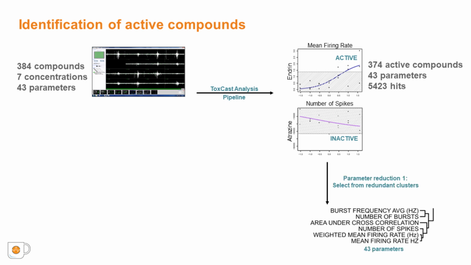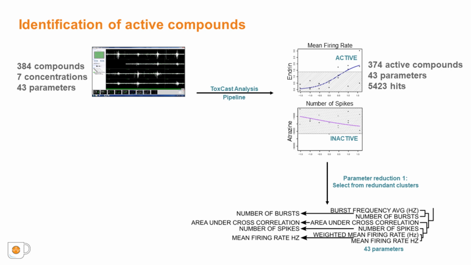This was achieved through a two-part process. First, we clustered all 43 parameters based on how similar the chemical activity patterns were. For example, mean firing rate and weighted mean firing rate clustered together, and thus by identifying which of these clusters were most closely related, we determined the most redundant parameters and selected the least redundant, in this case, mean firing rate. We also kept parameters that had nothing cluster as closely with them, for example, number of spikes. Through this method, we reduced the parameter set from 43 down to 27.